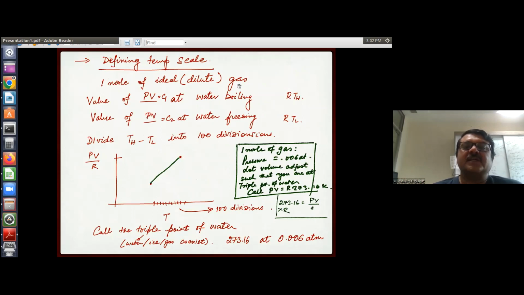Once you fix it, you take just 1 mole of it, 22.4 liters if you like, and take that amount of gas, and basically you measure P and V, and it will have a certain value when water is boiling at 1 atmospheric pressure, right? So let's call that RT_H, because you don't know, you're trying to set up a temperature scale.